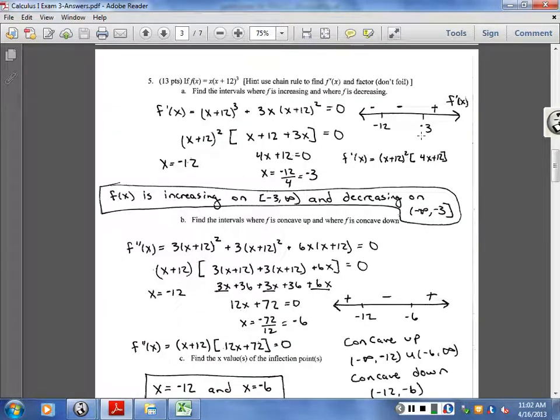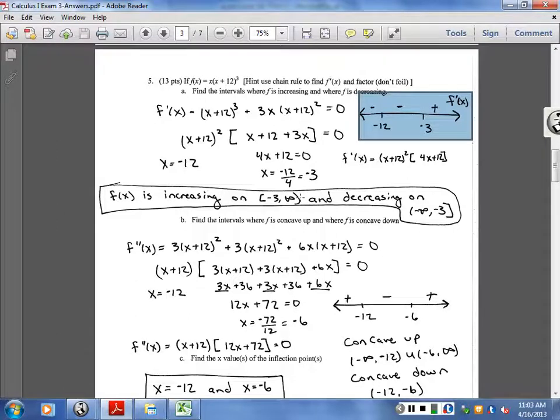Number 5 was probably the second hardest one on the exam because of the algebra. The derivative, pretty straightforward. So I take the derivative of the first function, hold the second, plus the derivative of the second, hold the first. At this point, I should see that each one of these terms has an x plus 12 squared in common. So if I factor out an x plus 12, I'm left with an x plus 12 to the first power plus 3x. Set that equal to 0: x equals minus 12, or 4x plus 12 equals 0. So I get the critical points minus 12 and minus 3.